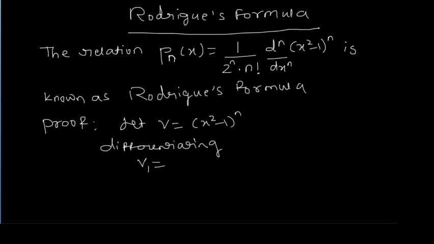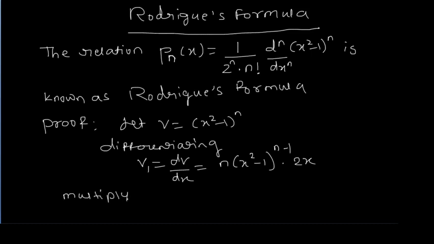After differentiating, what we get? When we differentiate v, we get v1, which is the same as dv by dx, which is equal to, now this is of the form x raised to n, so its differentiation is n into (x squared minus 1) whole raised to n minus 1. Again, differentiation of x squared minus 1 by chain rule gives 2x.